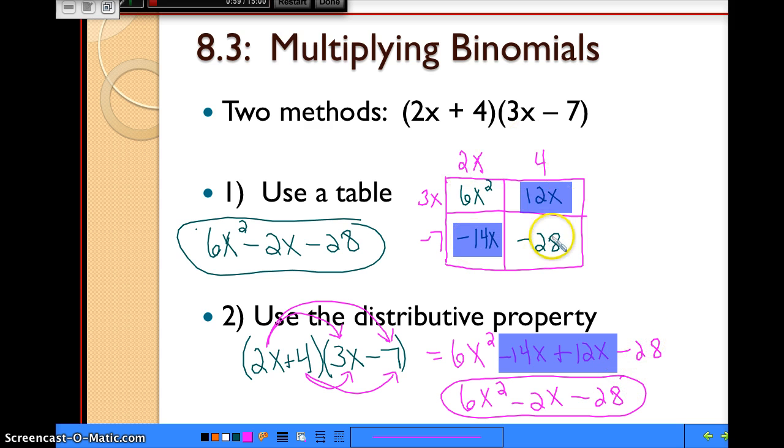Okay, so here's the table method. Here's actually just using the distributive property twice. Really, both methods work. The table is a little more creative, a little bit longer, especially if you're multiplying polynomials that are bigger than binomials. But the one that most kids use throughout high school and into college is just the distributive property. They don't usually spend the time building the table.